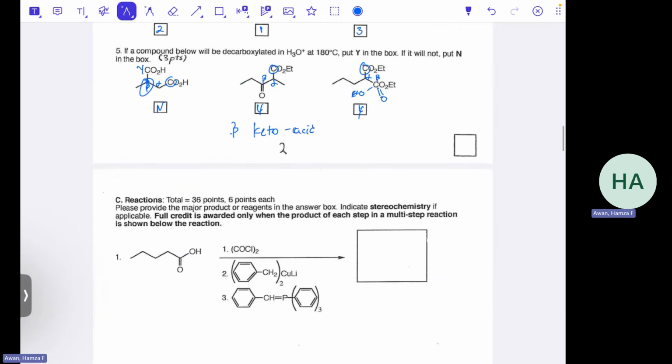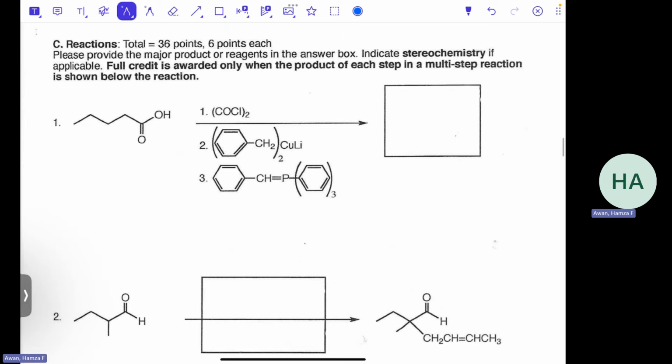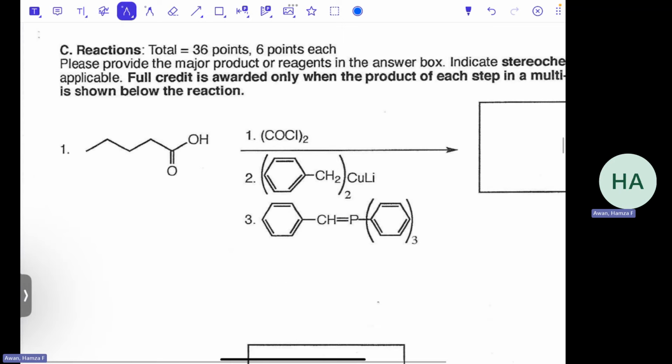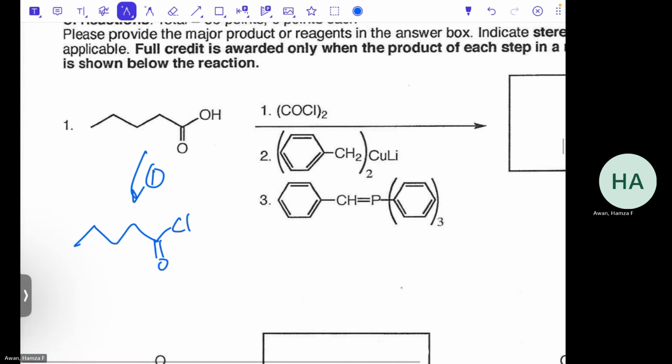All right. So onto the reaction section. This is going to be our first reaction. We have a carboxylic acid that's going to be treated with COCl2. Remember, COCl2 just changes the carboxylic acid into an acyl halide, an acid halide. So for our first step, this is going to change this OH to a Cl. So we're going to have O and then Cl. Right.